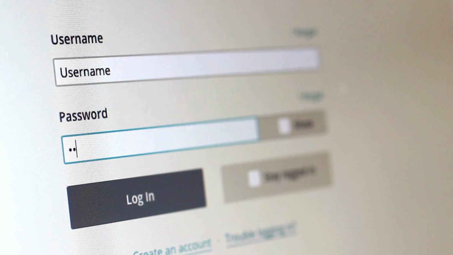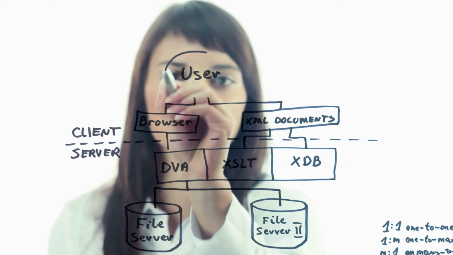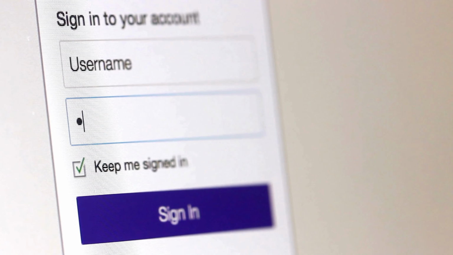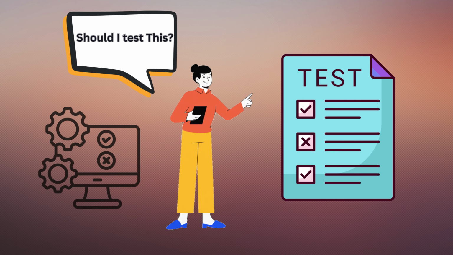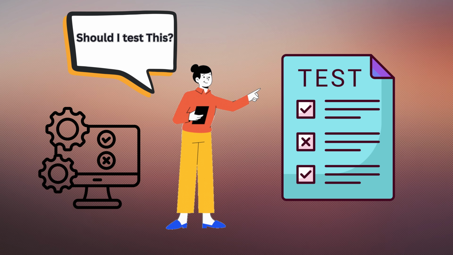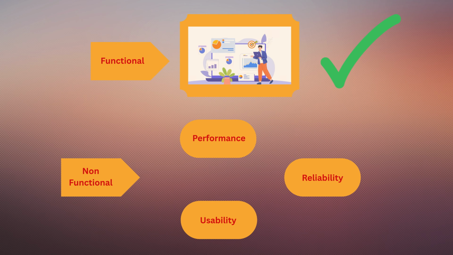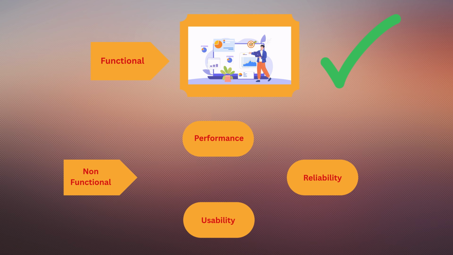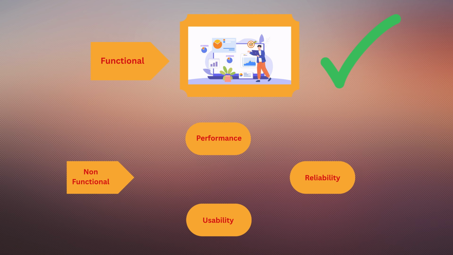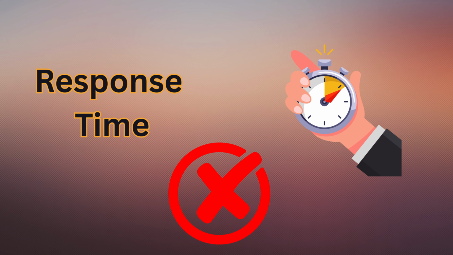When I test a login form, I don't look at the backend logic or database queries. I just ask, if I give the valid credentials, do I get in? That's functional. But the real trick is knowing what not to test. That's where a lot of juniors waste time. Let me explain. Functional equals feature works or not. Non-functional equals performance, reliability, usability. Don't mix the two. Ever tested for the response time in a functional test case? Big mistake, but it's more common than you think.